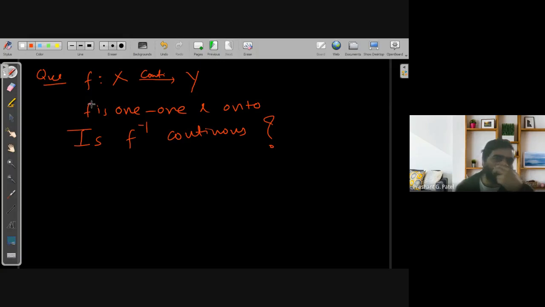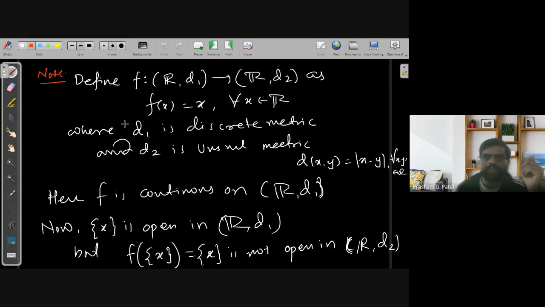That means if you have a function F from X to Y which is continuous, and F is 1-1 and onto, so there is no problem with the existence of the inverse, because F inverse exists if and only if it is 1-1 and onto. So the question is, F is continuous, will it imply that F inverse is also continuous? The answer is no. Here also the answer is no. The counter example is the previous example which we have stated here. The same example will work for this.